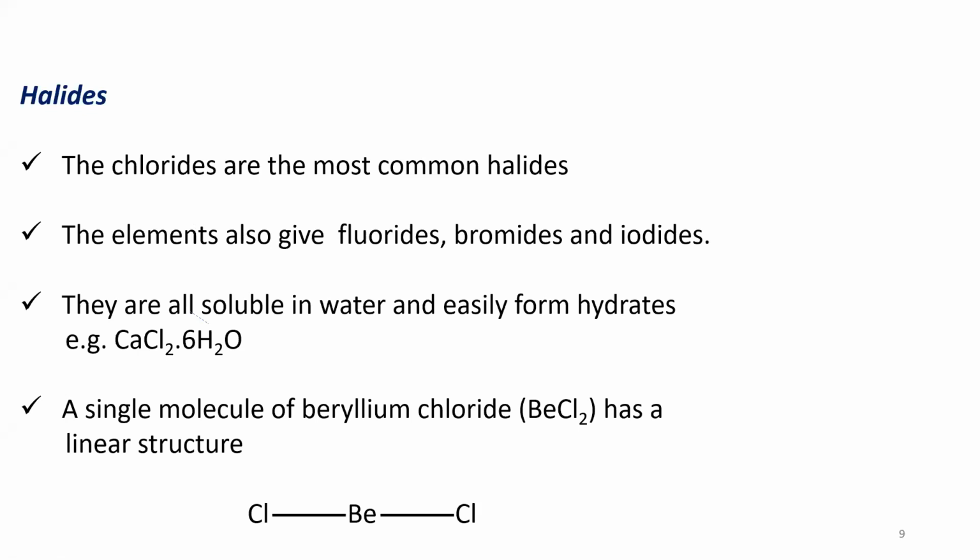So reaction of the metal with the halogens will give you the halides. For example, you react the metal, let's say your calcium, with chlorine, that will give you your calcium chloride. And the halides are soluble in water because they are ionic. They also easily form hydrates, having water of crystallization. So most times the compounds are usually hydrated, not anhydrous. The anhydrous ones actually absorb water from the atmosphere. They are usually deliquescent.